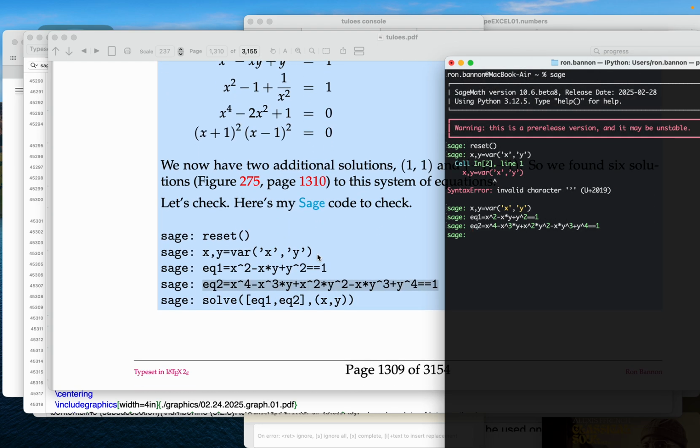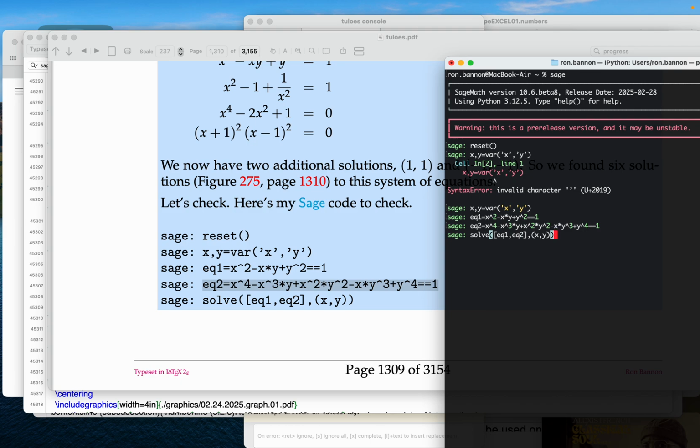And the way we do it in Sage is we use the solve. Oops. And it's a function that's going to call something. And I'm solving a system, so I need to list the equations in it. And the equations are equation 1, equation 2. And I want to solve for x and y. All right, so this is going to take that system and try to solve it for x and y.